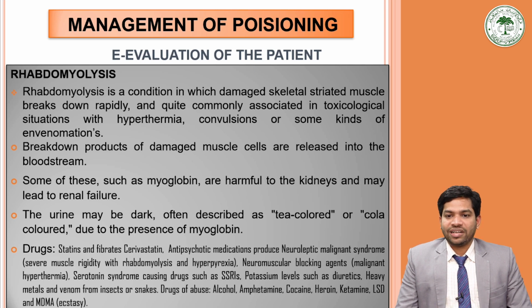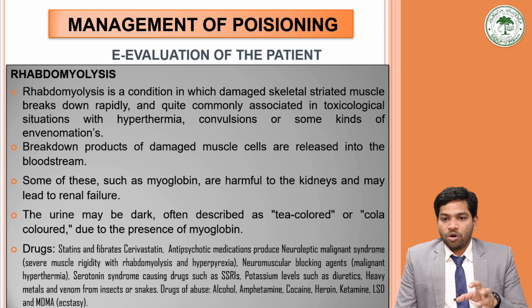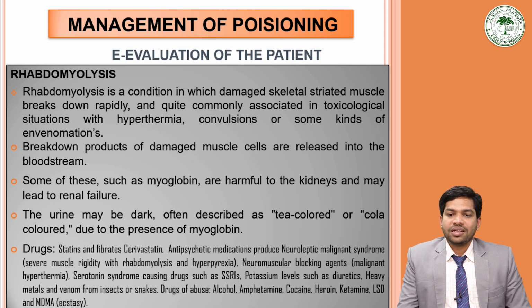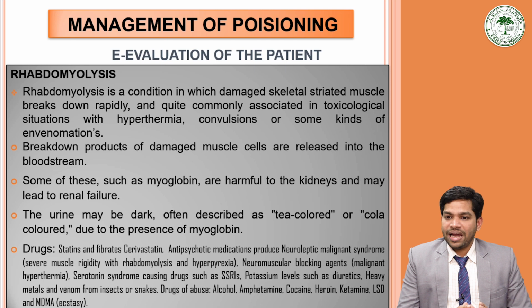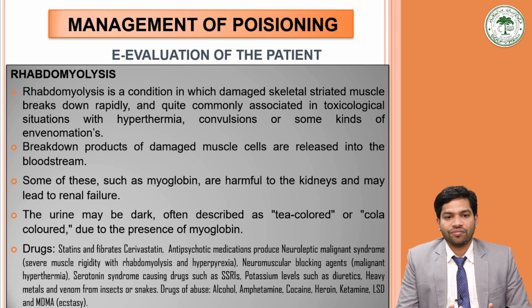Breakdown products of damaged muscle cells are released into the bloodstream. Some of these, such as myoglobin, are harmful to the kidneys and may lead to renal failure. The symptoms of rhabdomyolysis depend on its severity and whether renal failure develops. Milder forms may not cause any muscle symptoms, and the diagnosis is based on abnormal blood tests in the context of other problems.